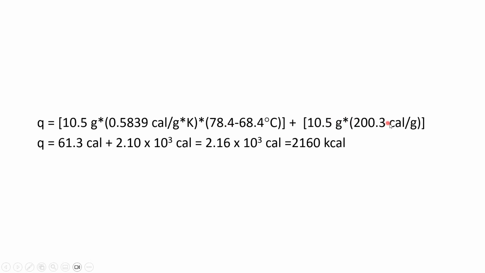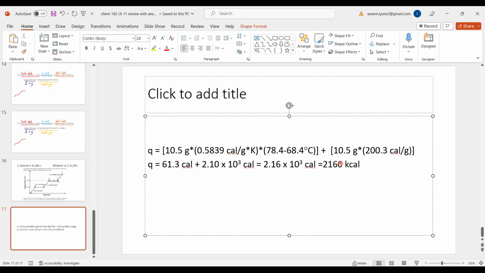And then with the second piece, now we're looking at just the phase change. So we don't have the temperature factor at all, just because it's going to be the flat section of the curve. And then when we take those two values and add them up, we're going to see where it's going to take 2,160. Oops, and actually that's incorrect because that's just going to be the calories. That would be 2.16 kilocalories or 2,160 calories itself.